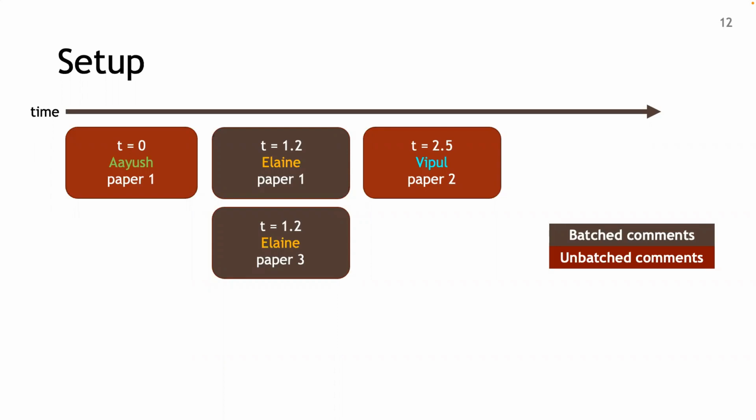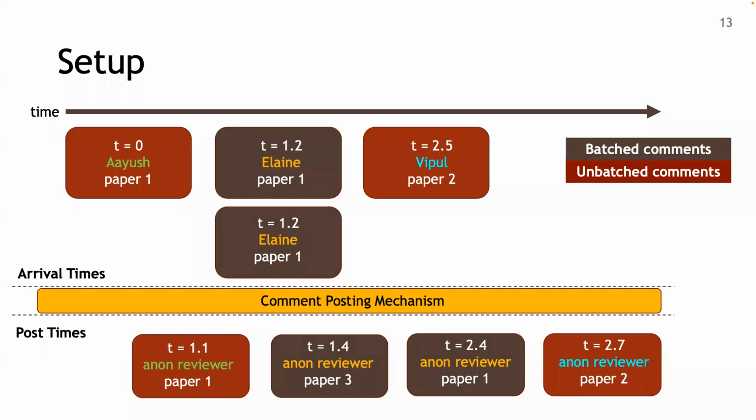This will just make the problem formulation much simpler, and it's easy to relax this assumption and say there's some small gap, say 5 minutes, within which batch comments will appear. The comments from Ayush and Vipul are unbatched because they just arrive alone at those time steps. Then we'll have some comment posting mechanism that sits in between when comments arrive and when they get posted. And it'll strip the actual names of these reviewers and can decide to delay comments. And that delay can depend on whether these comments are batched or not and when they arrived. So in this input, Elaine's comments are clearly batched. In this output, it's now unclear whether these two gray comments are actually batched.